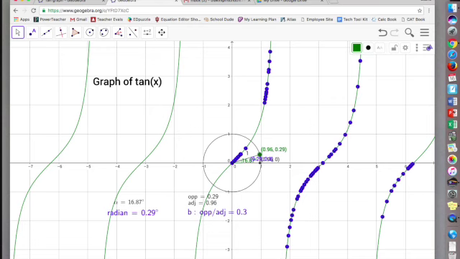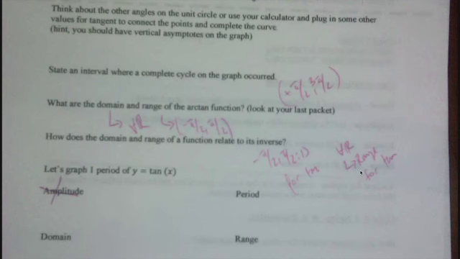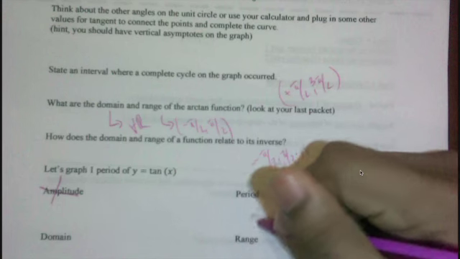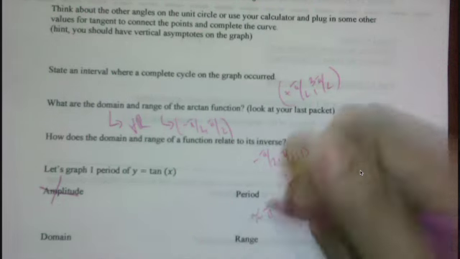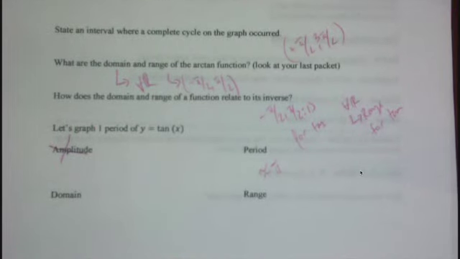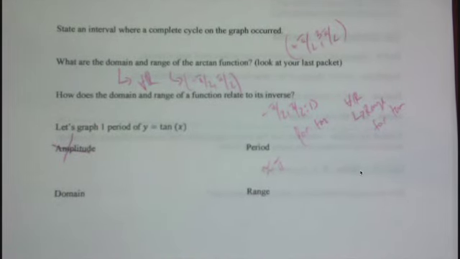One period of this function takes place from pi over 2 to 3 pi over 2. That is a distance of pi units. So your period of the function will be approximately pi units. The domain of the function is all real numbers except for pi over 2, any multiple of pi over 2, and your range will be all real numbers.